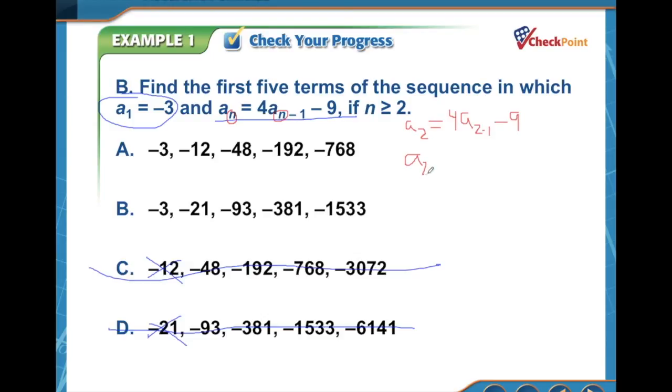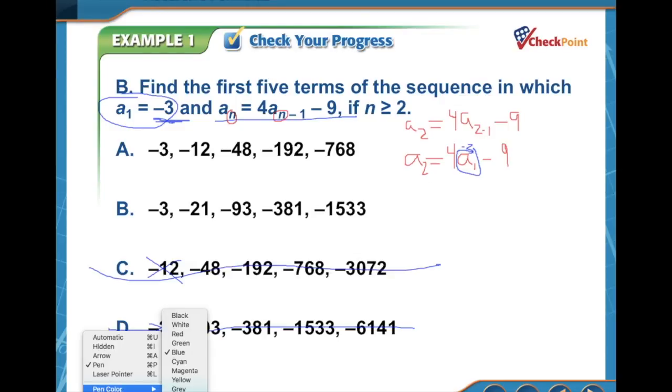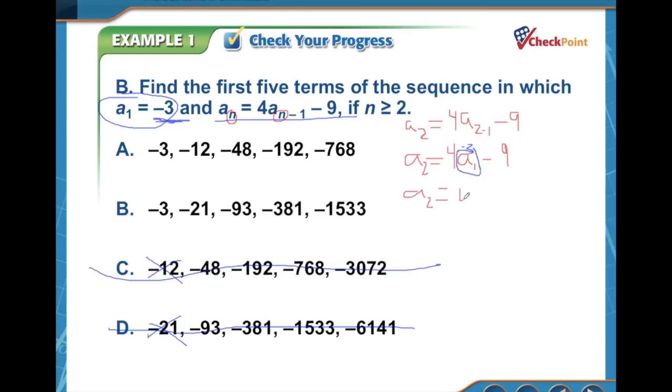Now, second term will be equal to 4 times a sub 2 minus 1, which is the same thing as a sub 1, minus 9. Great. Now, a sub 1 is something that we know. So a sub 1 means the first term, and we already know what that is. It's negative 3. They gave it to us in the beginning. So this is 4 times a negative 3. So I'm going to plug that in my next step. So my second term must be equal to 4 times a negative 3, take away 9.